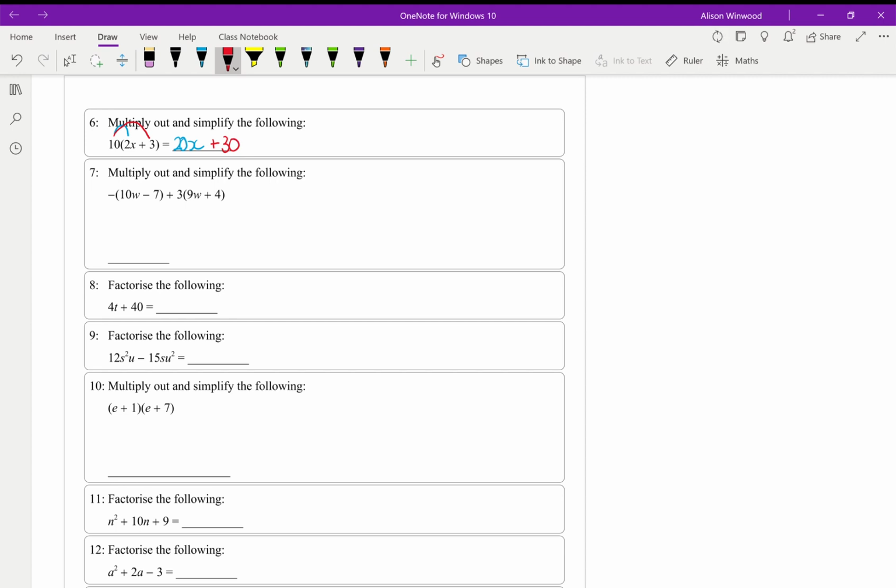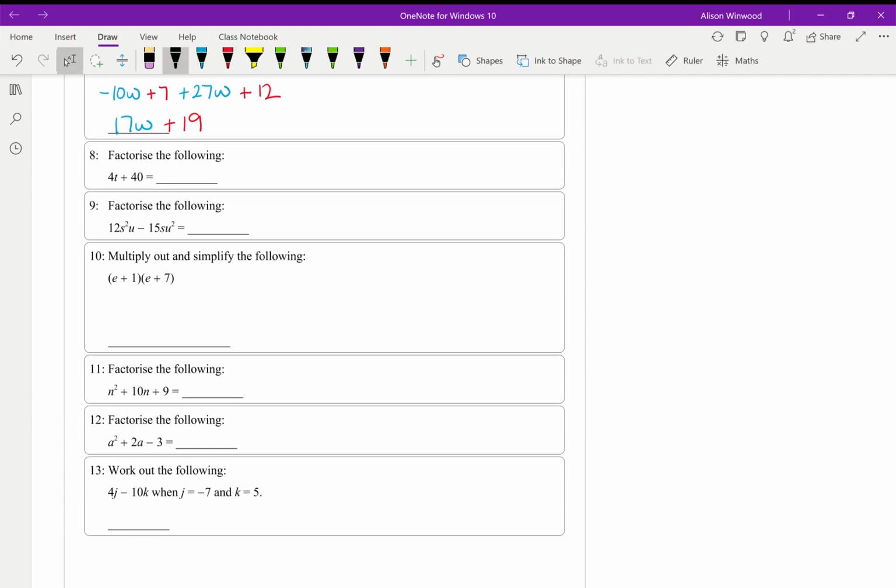On the second one of these, we've got to do it twice. So it's negative times 10w, so that's negative 10w. Then a negative multiplied by negative 7 makes positive 7. Positive 3 multiplied by 9w is positive 27w. And positive 3 multiplied by positive 4 is positive 12. Then if we simplify, negative 10 add 27 w's is 17w, and putting the numbers together, positive 7 add 12 is positive 19.